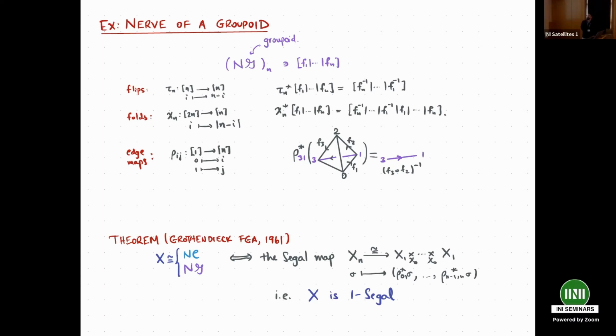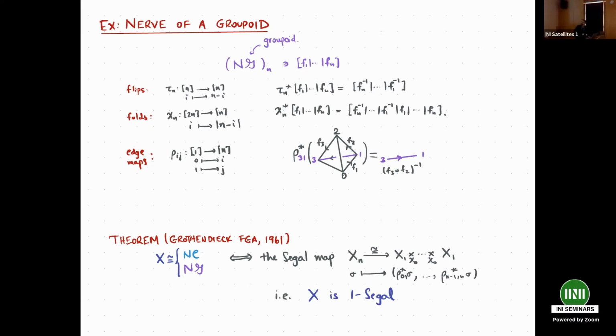So there are edge maps, of course, some of the rho ij from 1 to n that pick out the ijth edge. And of course, if i is less than or equal to j, then those are from Delta, but if not, then not. For example, rho 3 1 will pick out the inverse of the 1 3 edge, the composite of f2 and f3.